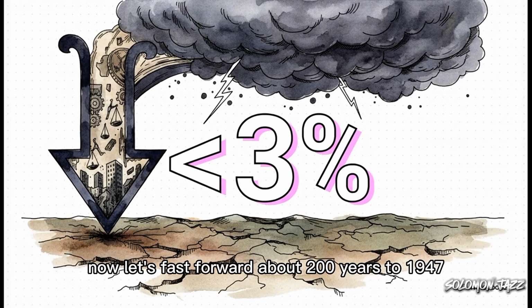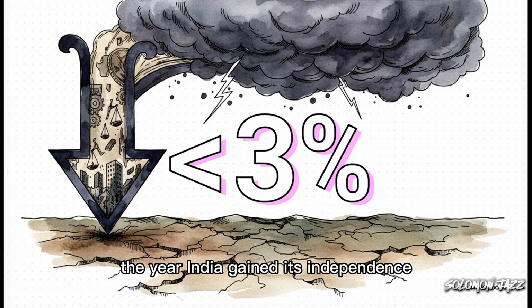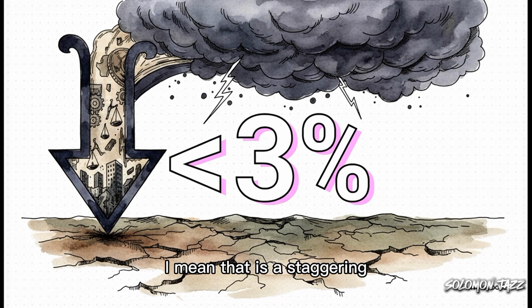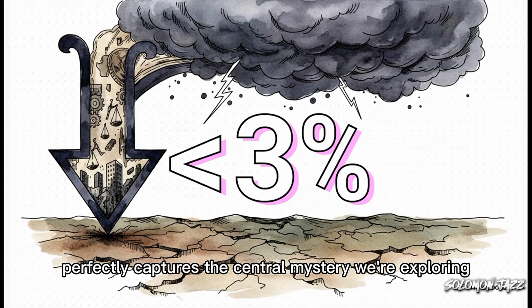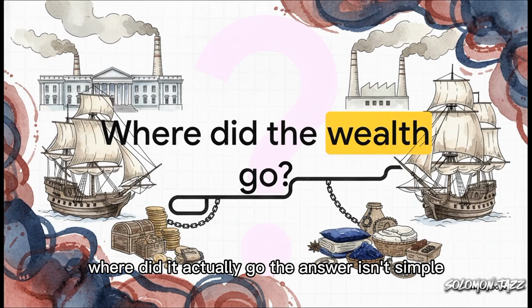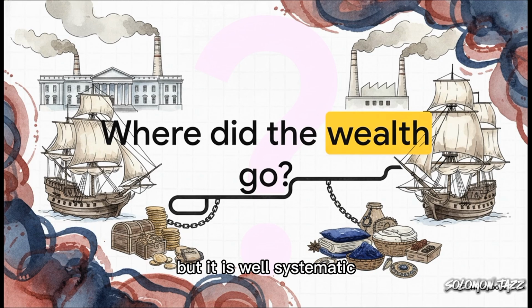Now, let's fast forward about 200 years to 1947, the year India gained its independence. Look at that number. It plummets to less than 3%. I mean, that is a staggering, almost unbelievable collapse. And this right here perfectly captures the central mystery we're exploring. So that's the big question, isn't it? What on earth happened? Where did all that economic power, all that productivity, all that wealth, where did it actually go? The answer isn't simple, but it is, well, systematic.